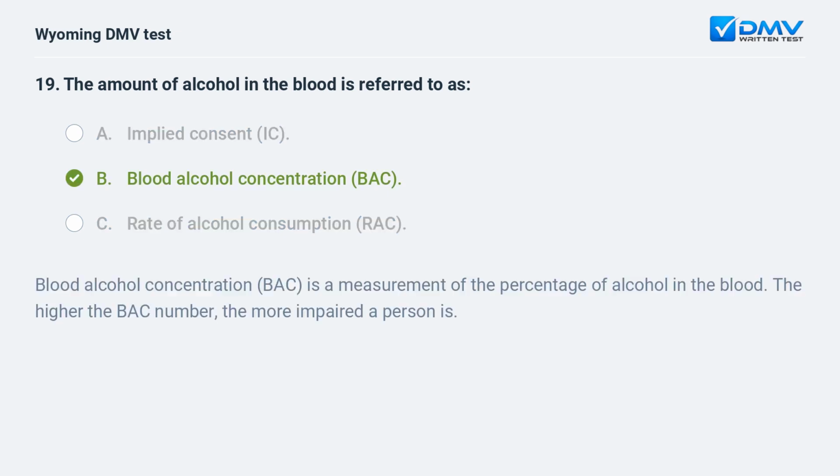B. Blood alcohol concentration (BAC). Blood alcohol concentration (BAC) is a measurement of the percentage of alcohol in the blood. The higher the BAC number, the more impaired a person is.